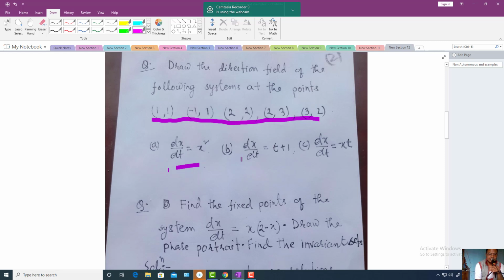Direction of the tangent vector of this system at this point. So this is homework, and this can be asked in the examination also.